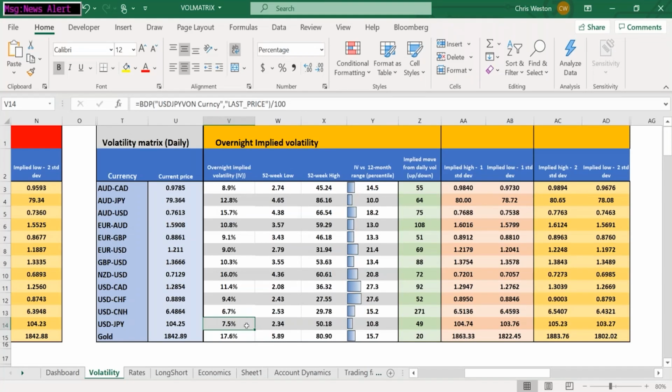So 7.5%, it's 10% of the 12-month range. But again, if we get that annualized number and divide it, because we're getting a day count, by 15.9, we're saying that the dollar yen is going to trade with a 68.2% level of confidence in a range of 104.75 to 103.71.